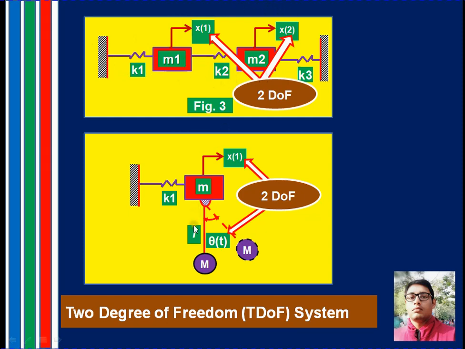The same thing you can see in the next figure where there is a linear movement that is represented by x1 of t and the angular movement of the bob that is theta of t. So x1 of t and theta of t decide the position of the bob at any instant. That means these two figures are the classical examples of 2 degree of freedom systems.